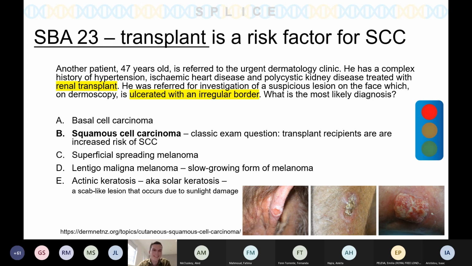Let's see. I thought I'd catch a lot of you out. So I've given this a red light because I think it's rare for someone to be a transplant recipient, but it's an important topic in SBA land, apparently. Anyone with an organ transplant who is on immune suppression and who gets a suspicious lesion has SCC until proven otherwise. So well done on getting that right to 90%. The rest of you, hopefully you'll remember this next time. Transplant plus suspicious skin growth equals SCC.